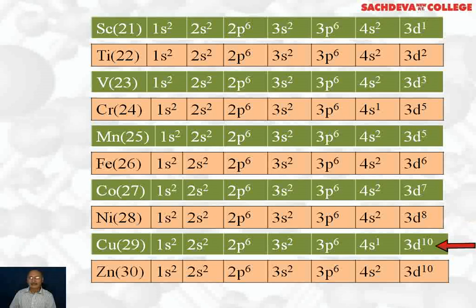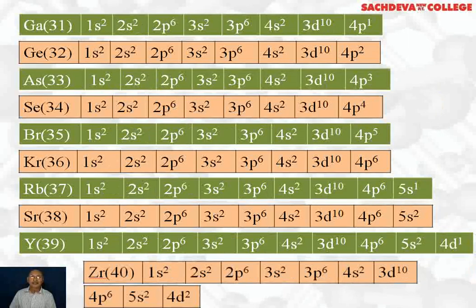Now copper expected is 4s2 3d9, actual is 4s1 3d10. Why? Because 4s orbital becomes half filled, 4s1, which is more stable. 3d10 is completely filled, which is more stable. Zinc will have 4s2 3d10. Now after this 4s and 3d orbitals are filled, the next electron goes to p orbital. So in gallium, the last electron or differentiating electron goes to 4p1. Germanium, it goes to 4p2. Arsenic 4p3. Selenium 4p4. Bromine 4p5. Krypton 4p6. Now 4p orbital is full.